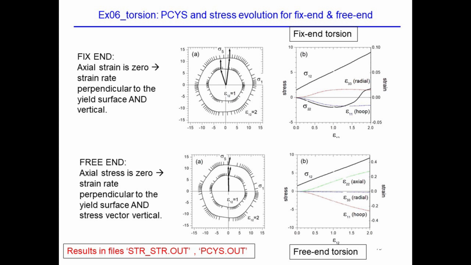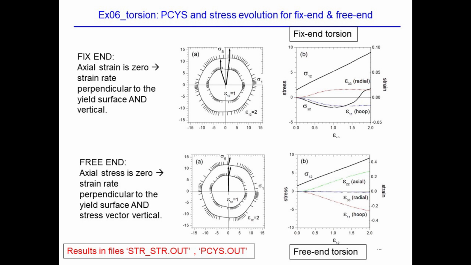Now, the problem of the free end, you want now to be in a state where the sigma 2 is 0. So you need to be along, the stress has to be vertical here, because that is a component that doesn't have a sigma 2 axial stress. But then at this point, you get a normal to the yield surface that gives you a positive strain rate, which means that a positive strain rate in the axial direction means that the length is going to increase. And that is what happens.